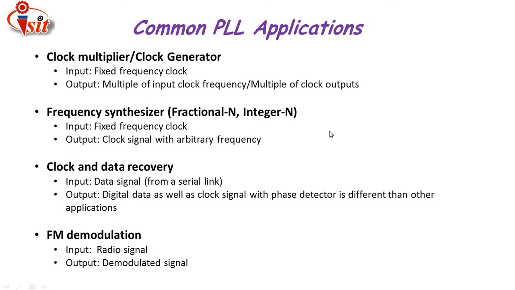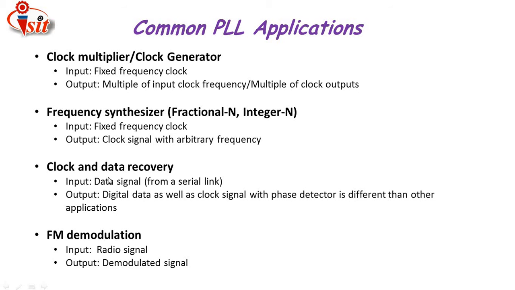Then next are the common PLL applications, which I have given on this slide. Just see the clock multiplier or clock generator. This is one of the most important examples of PLL application. In that, the input signal is a fixed frequency clock, and the output signal is a multiple of the input clock frequency, giving multiple clock outputs. Then the second PLL application is the frequency synthesizer, which is related to fractional or integer N value. In that, the input is a fixed frequency clock, and the output clock signal can have an arbitrary frequency.